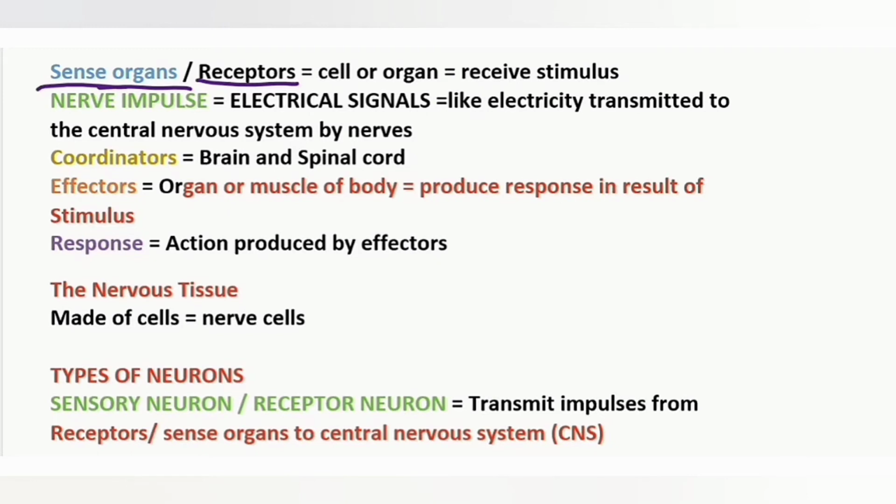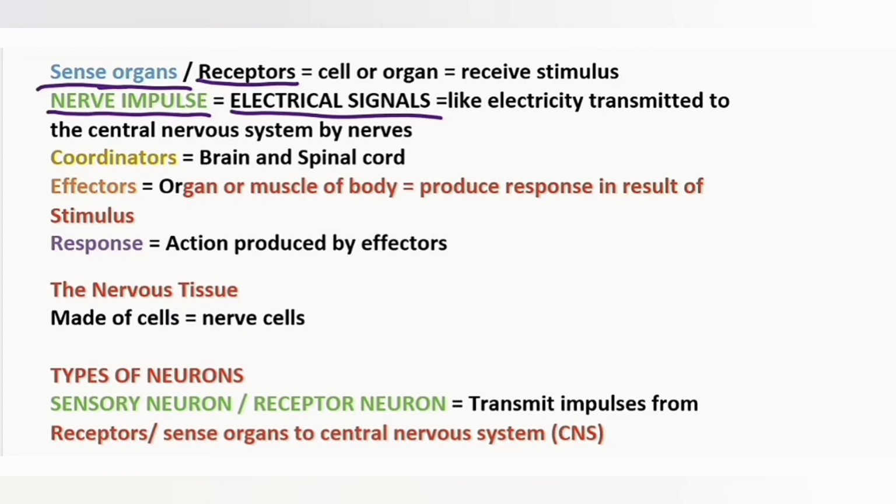It further contains different receptors like heat, touch, pressure, cold, which receive these stimuli. And then we have the eye, which is responsible for receiving the stimulus of vision. Then there is another important term, the nerve impulse. These are actually electrical signals, or sometimes we say electrochemical signals. These travel like electricity. These are transmitted to the central nervous system by neurons, or nerve cells.